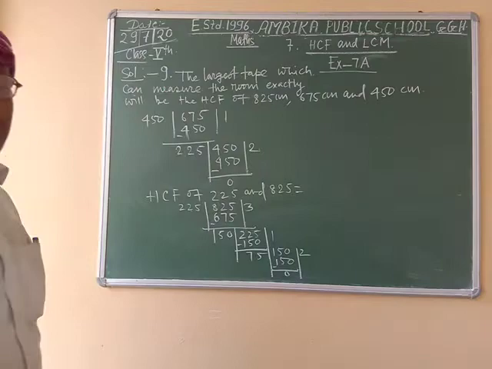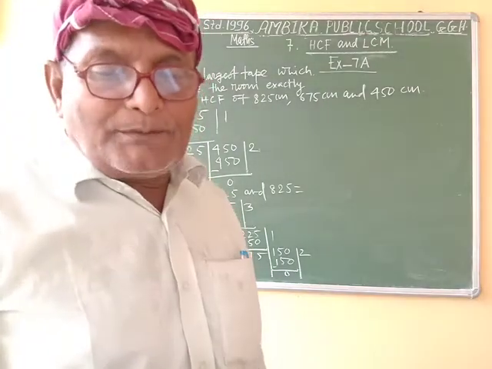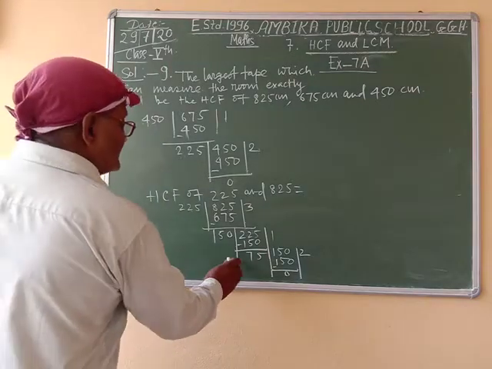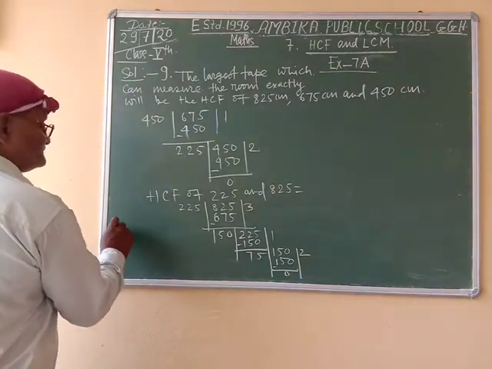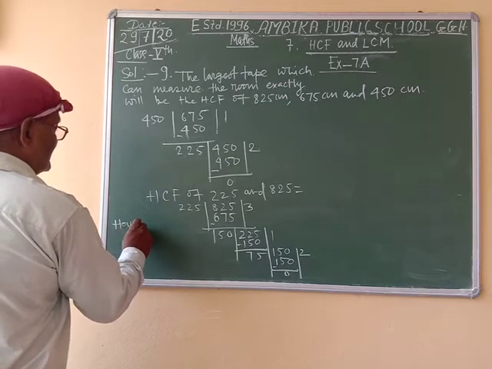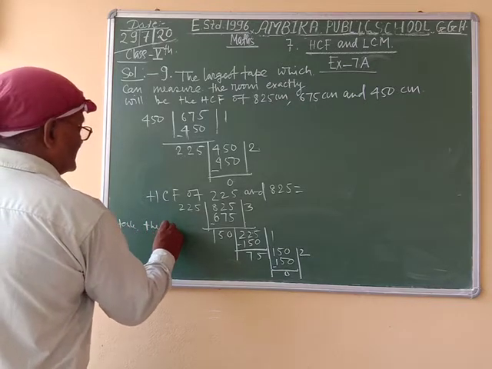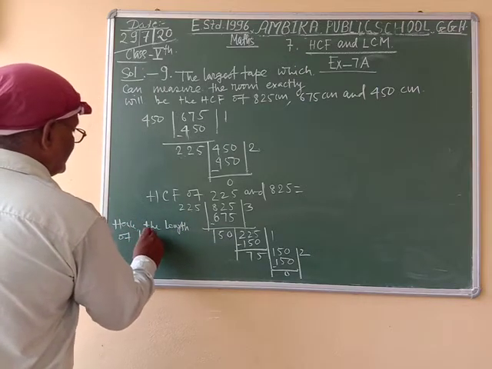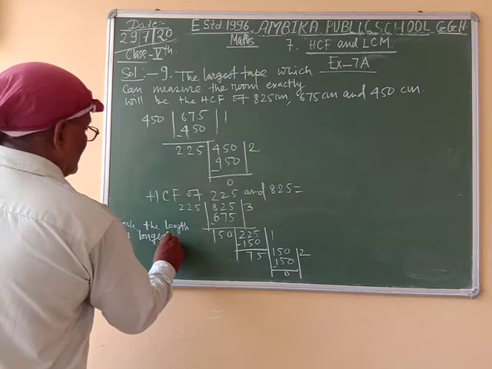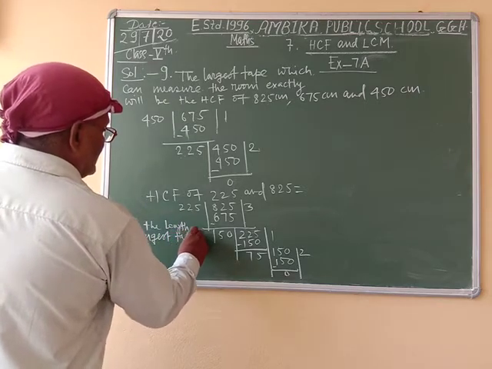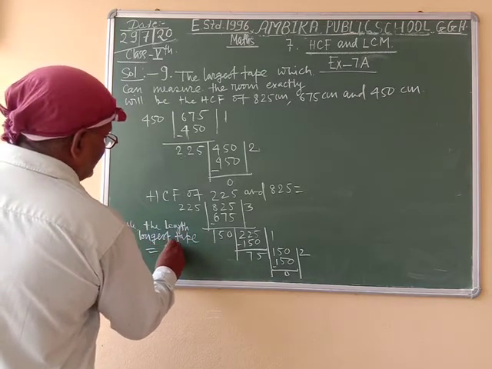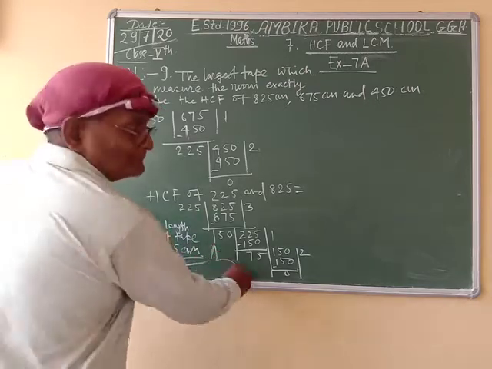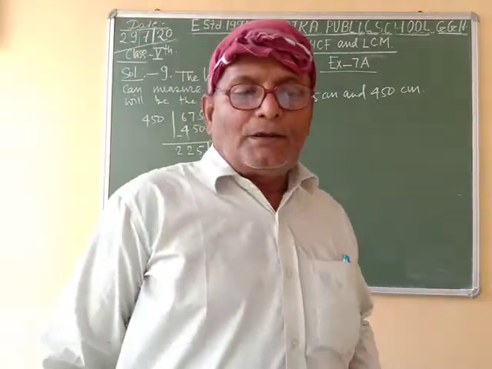Hence the longest tape which can measure the room exactly, the length of the longest tape, will be 75 centimeter. Answer.